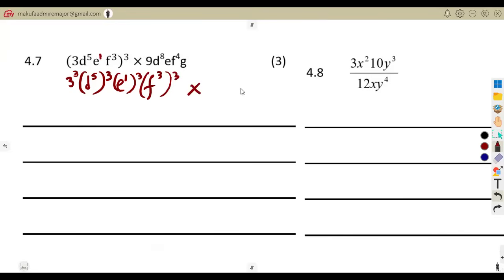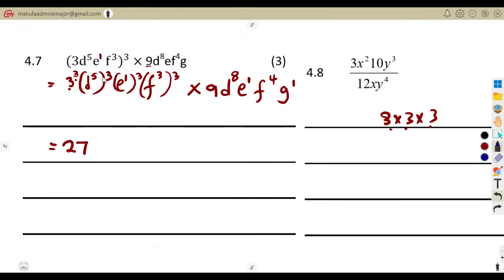Whatever that we are going to have there is going to be multiplied to 9d to the exponent of 8, e, this is same as to the exponent of 1, f to the exponent of 4, g is same as to the exponent of 1. So let's raise 3 to the exponent of 3. That is 3 times 3 times 3. 3 times 3, 9 times 3, which is 27.